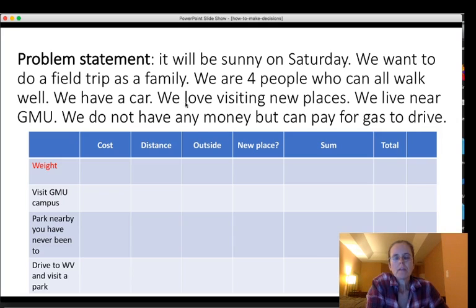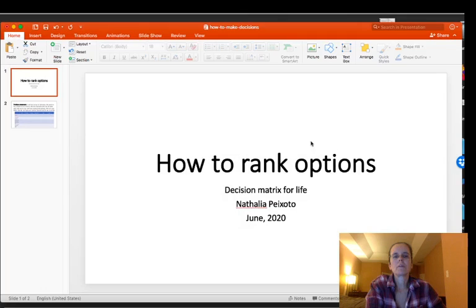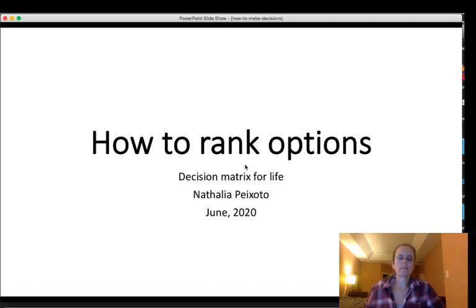So from this problem statement, I can see that cost is a variable to them. Distance from their house. They want it to be outside, and I am considering that from the can all walk. Nowadays with COVID, you can't go walking inside a mall possibly. And then if it's a new place or not should be a consideration, because they like visiting new places. And here the sum and the total, and the last one is going to be the rank.